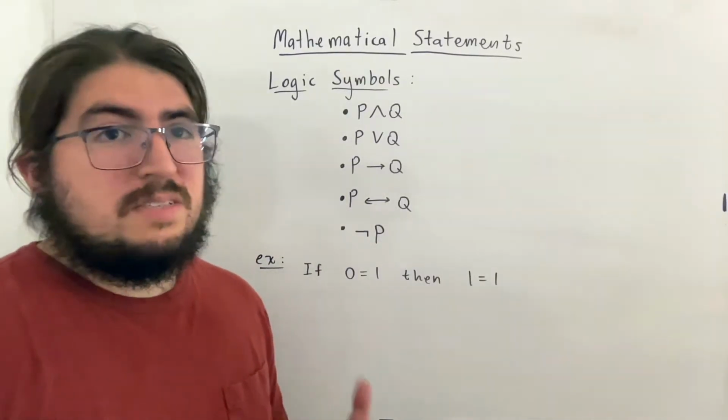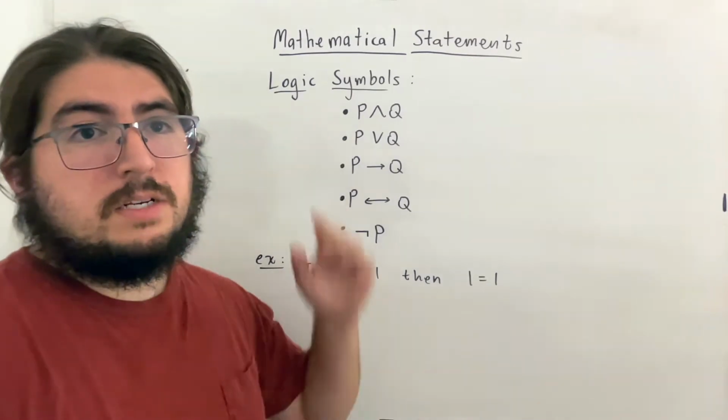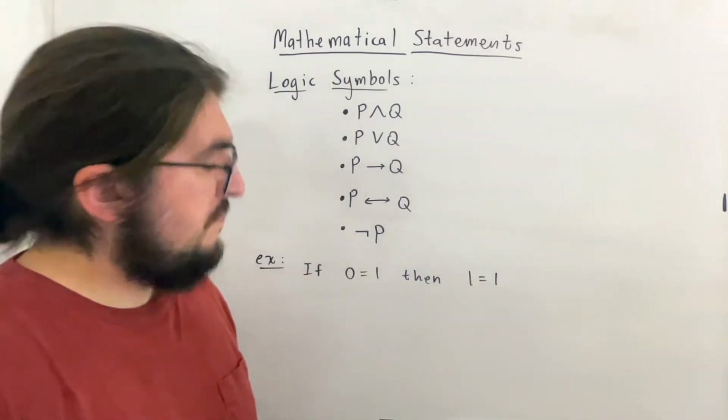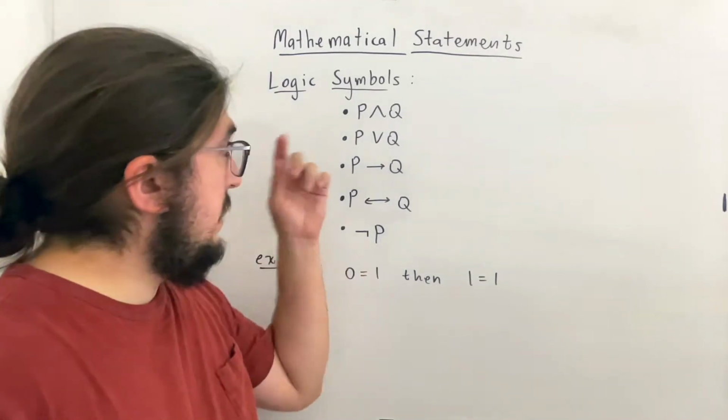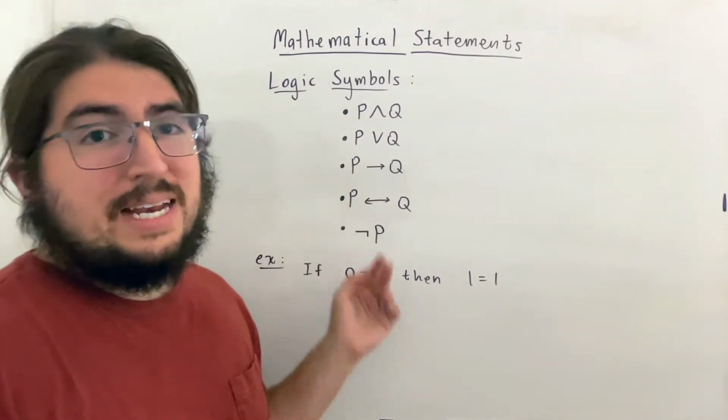Hello everyone. In this video we'll be discussing mathematical statements. And the first thing I want to talk about now are logic symbols, or logical symbols. We have 5 symbols here. There is and, or, if then, if and only if, and not.